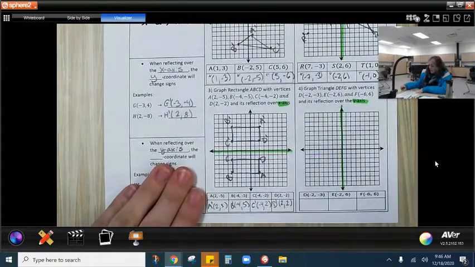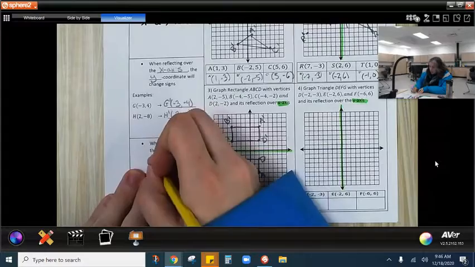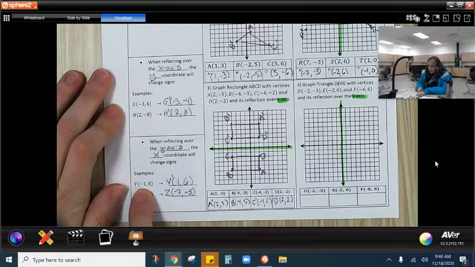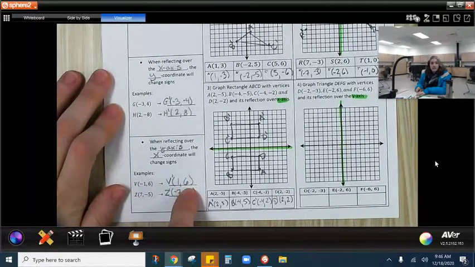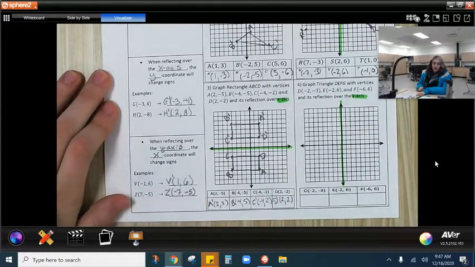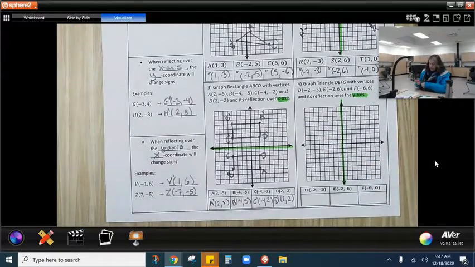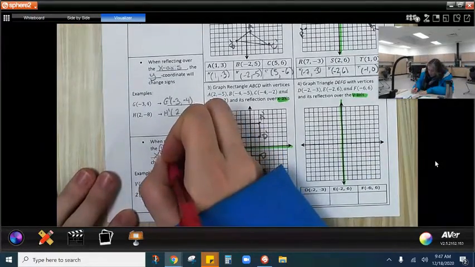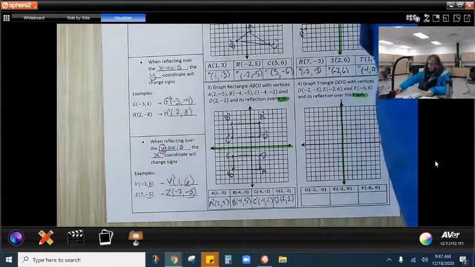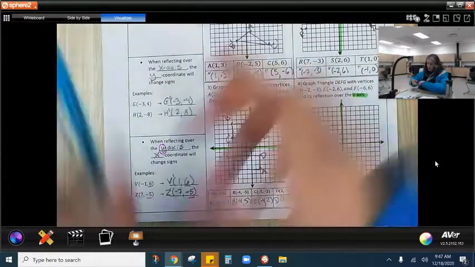So when we're reflecting over the y-axis, the x coordinates change sign, right? So if we have a v at -1, 6, then v prime, the 6 stays the same for the y coordinate, and it is our x coordinate that changes sign. It goes from a negative to a positive. So if z is at 7, -5, then z prime is at -7, -5. All right. So in this case, our y stays the same. It's the x that changes.